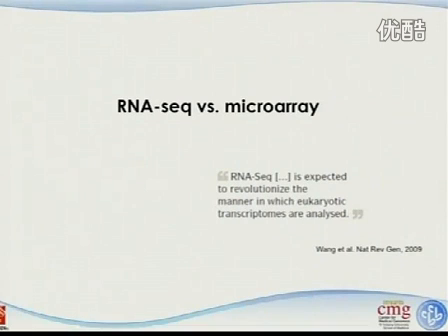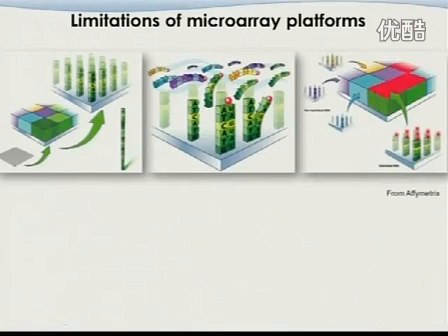RNA sequencing is expected to revolutionize the manner in which eukaryotic transcripts are analyzed. This is out of this review paper. As we have already mentioned in several slides, the initial goal of microarray is to study gene expression, and RNA sequencing is already beyond that. It can study splicing and variations. But let's just compare on the gene expression part.